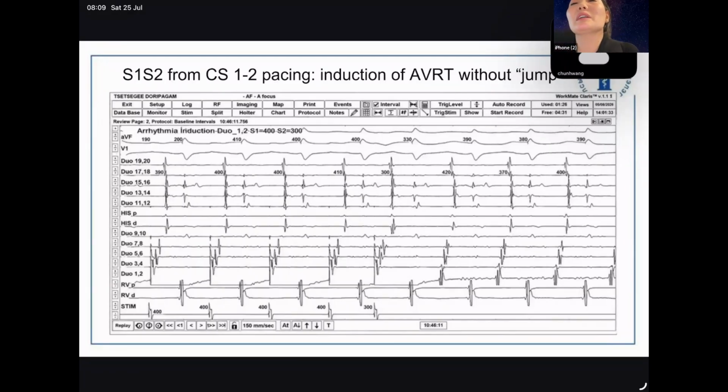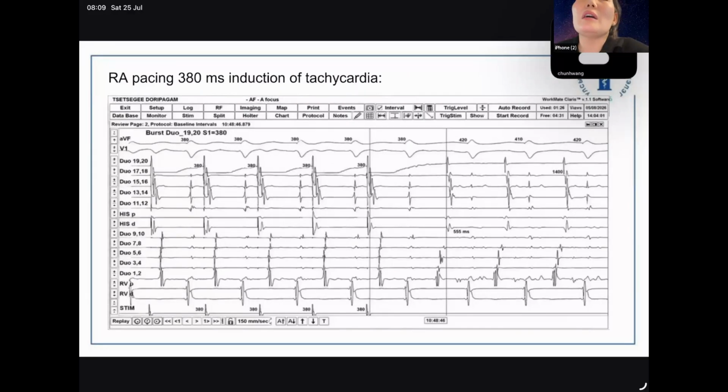After termination of the tachycardia, we tried to induce the tachycardia. The tachycardia was really easily induced by the atrial extra stimulus, also by right atrial pacing. When we paced coronary sinus 1-2, AVRT induction occurred without a jump. Also, from right atrial pacing, the tachycardia was induced.